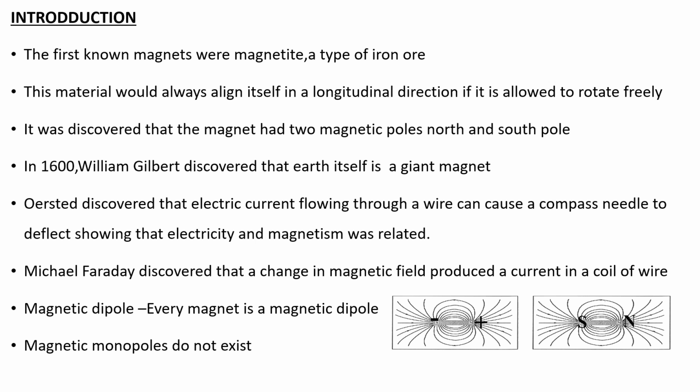Next, magnetic monopoles do not exist. It means that it is impossible to isolate a north or south pole of a magnet. That is, if we divide a magnet into a number of smaller magnets, then each of these smaller magnets will contain a north pole and a south pole.